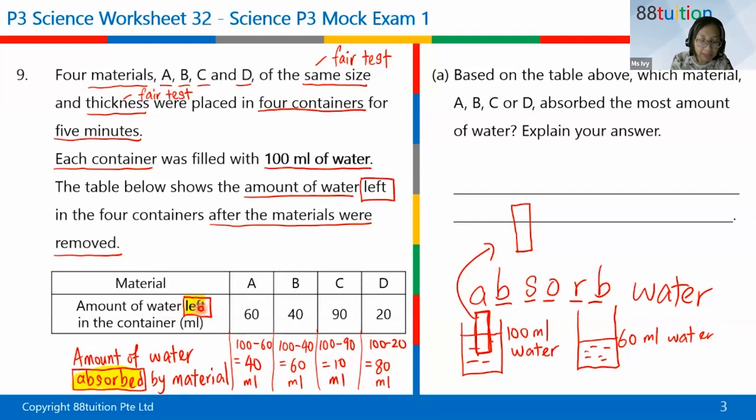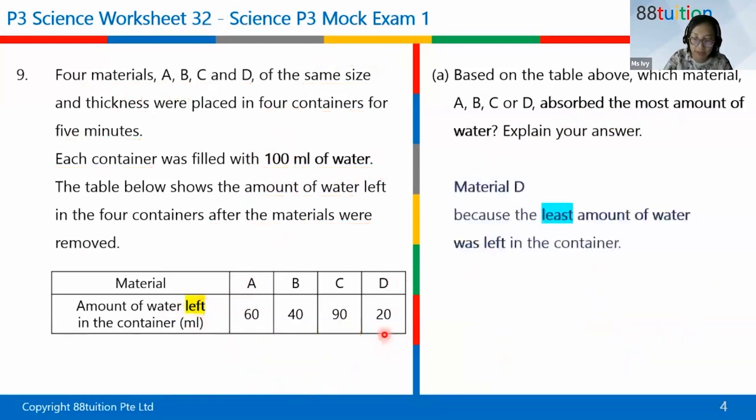So for the amount of water left in the container, you take the original volume of water, which is 100. 100 minus whatever amount of water is left will tell you how much water was absorbed by the material. Based on this, which material absorbed the most amount of water? That will be 80. 80 is the biggest number. So material D absorbed the most amount of water.